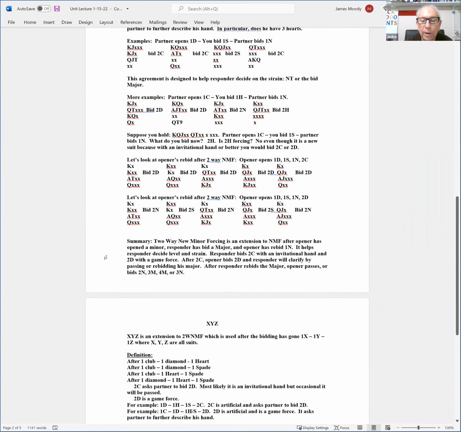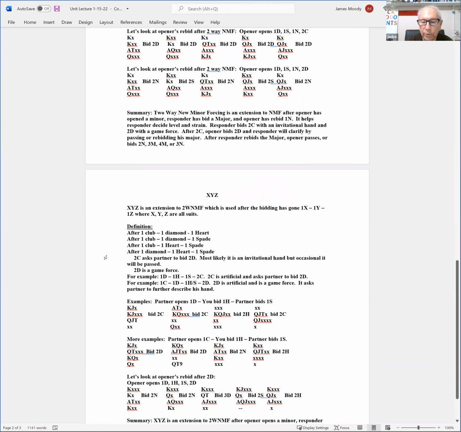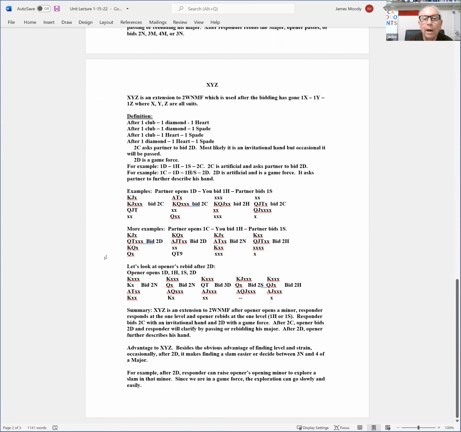All right. Now, the whole point, we're going to talk about XYZ. You'll notice that we were building to XYZ, and that they're actually built on each other. New minor forcing, 2-way new minor forcing, and now XYZ. You'll see as we get down here that XYZ and 2-way new minor forcing are the same when opener rebids 1 no trump. So XYZ is just an extension for when you don't rebid 1 no trump, when you rebid basically 1 spade, usually, or 1 heart.